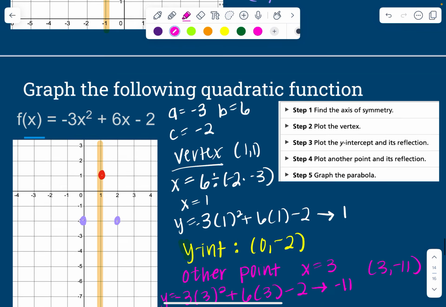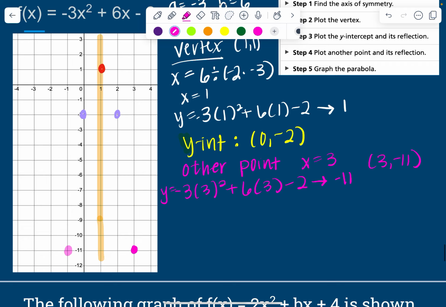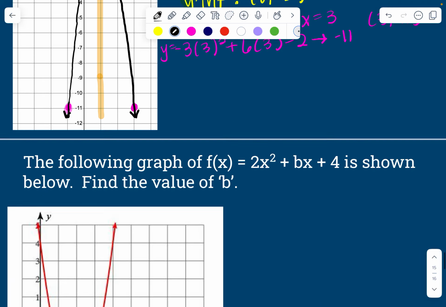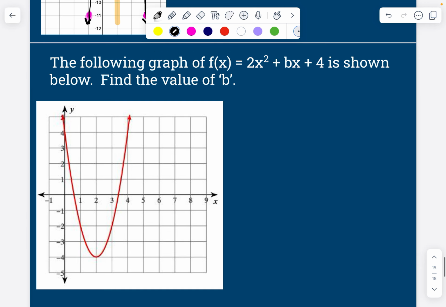That's 2 away from my line of symmetry, so I'm going to go 2 on the other side of my line of symmetry. And now I have my 5 points that I can go ahead and connect. I know I did it correctly because it's upside down and my line of symmetry is right in the middle of my points. The other thing you need to know how to do is if you're given a graph and you're given the values of a and c in the equation, you have to find the value of b.